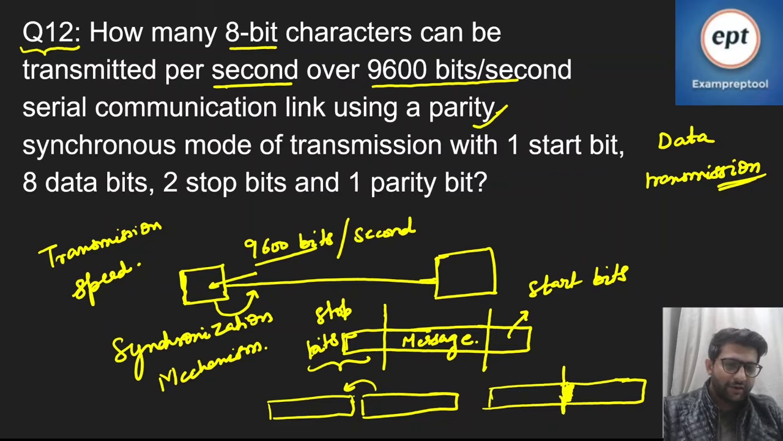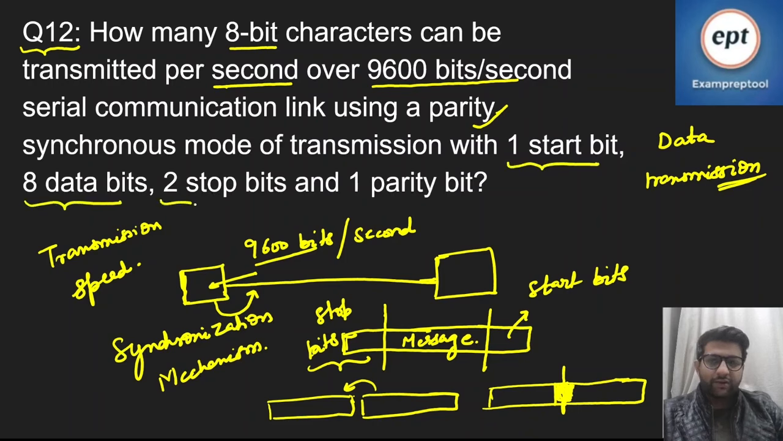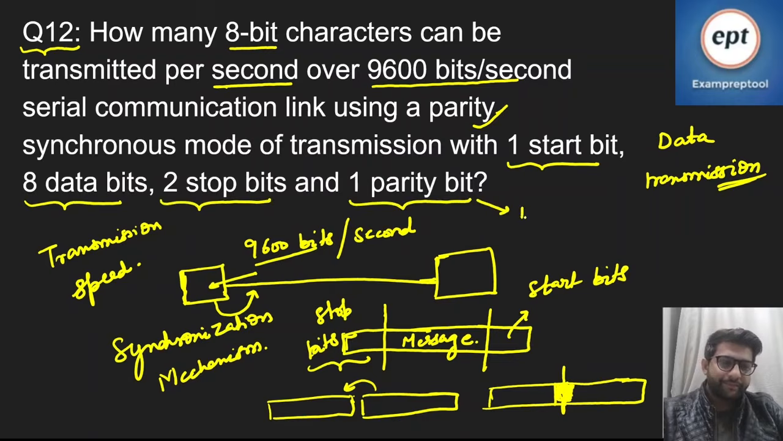So there are stop bits at the end of each message, and there are start bits at the starting of each message, right? So this is how two different interfaces synchronize with each other. Here we have been given that the synchronization mechanism uses one start bit, then 8 data bits, and then two stop bits, and there is also one parity bit. Why this parity bit? Because of error detection, right? For error detection.